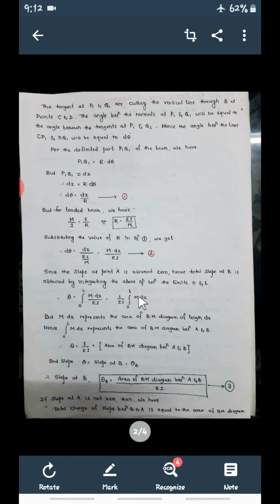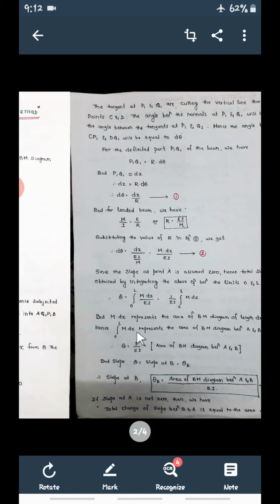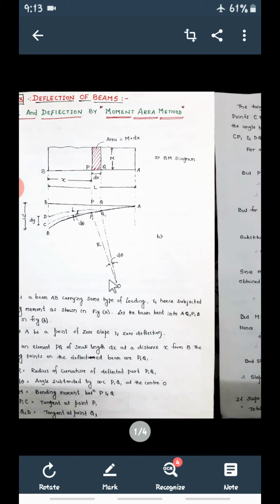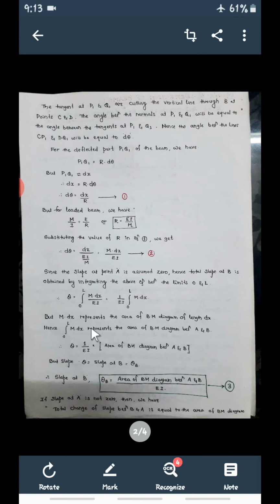Now see here, what is this M into dx? This is M and this is dx. So if I multiply M into dx, it is the area of this portion. Is it right? So M into dx is nothing but the area of this PQ portion. So M into dx represents the area of bending moment diagram of length dx, only for dx length.